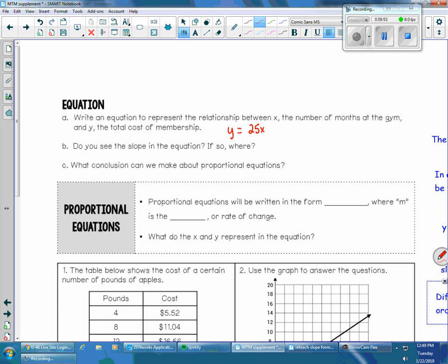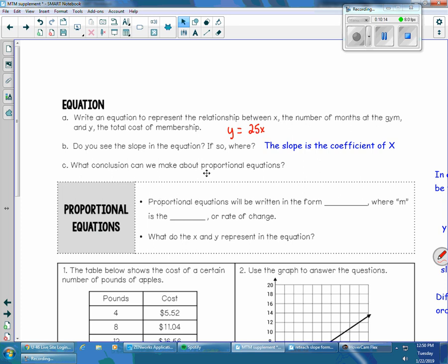Okay? So do you see the slope in the equation? If so, where? I kind of gave that one away, didn't I? The slope is the coefficient of x, and it's always going to be the coefficient of x. When something is written, this is called slope-intercept form. So when something's written in slope-intercept form, it's always going to be the coefficient of x.